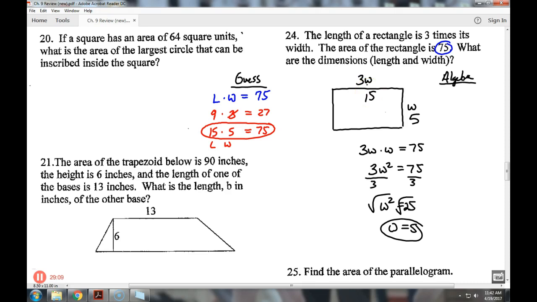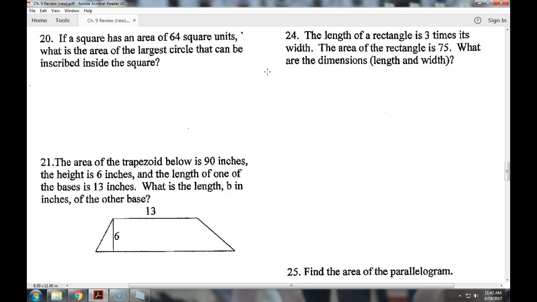So use whatever way you want. For a lot of you guys that aren't as algebra savvy, even me on an SAT, I'd probably use guess and check because I think I can get there faster than doing the algebra.